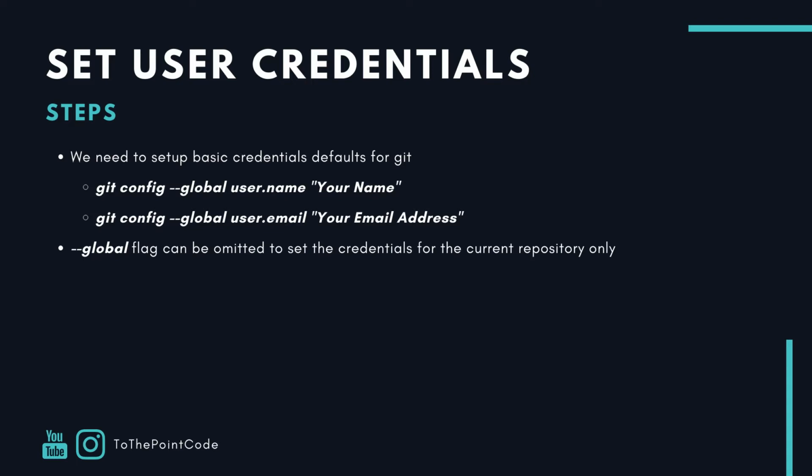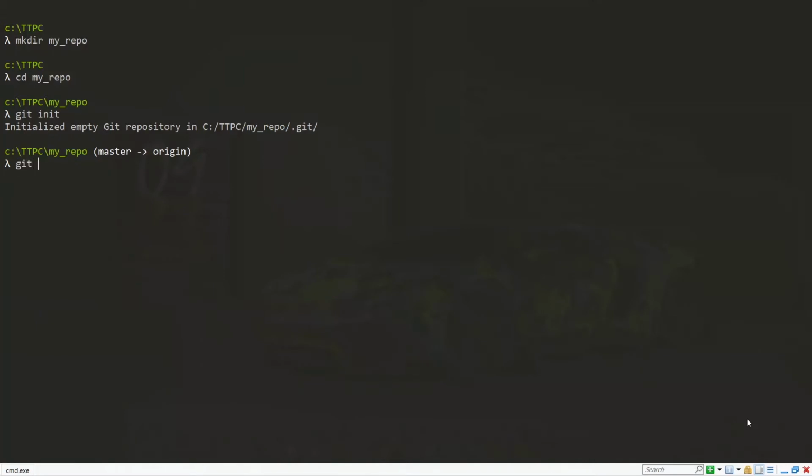We can choose to add a global flag to ensure that the credentials we provide will be saved and used for all other Git repositories that we'll create in the future. So let's head to the command line and set the credentials. In this case, I'll only set it for the repository, so I'll not use the global flag.